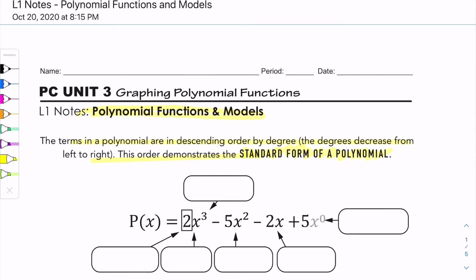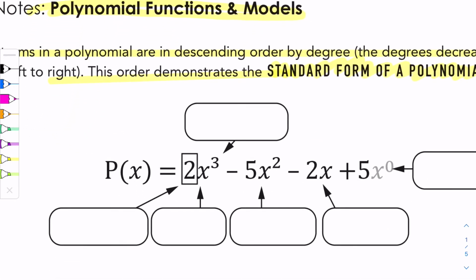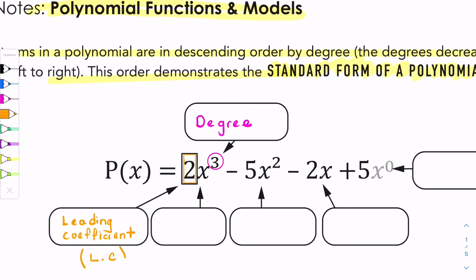All right, some key terms throughout a polynomial. Right here, this number is called the degree of the function. The degree of the function is always the highest degree. This number is called the leading coefficient. I'm going to abbreviate this as LC. We write it kind of a lot, so LC will stand for leading coefficient.